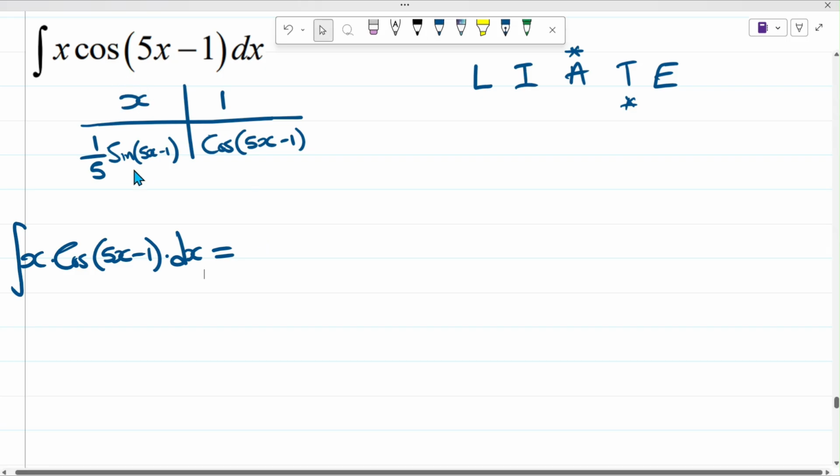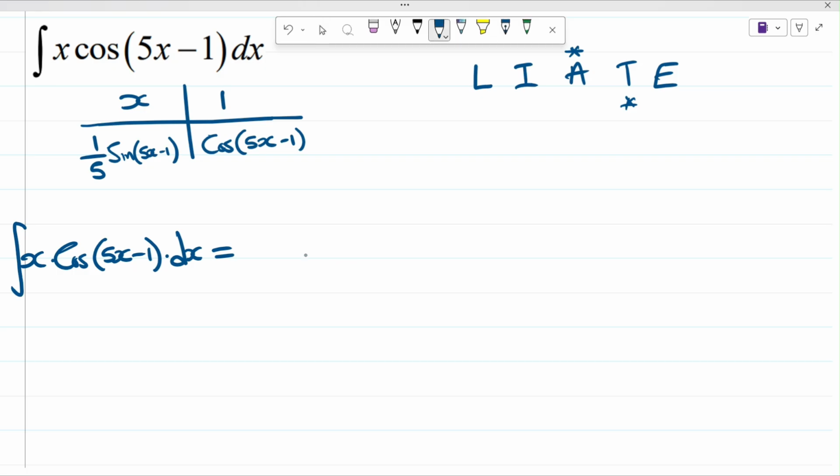So this is going to be the first quadrant multiplied by the third quadrant. So this is going to be x over 5 multiplied by sine of 5x minus 1. Then minus the integral of the first quadrant multiplied by the third quadrant.